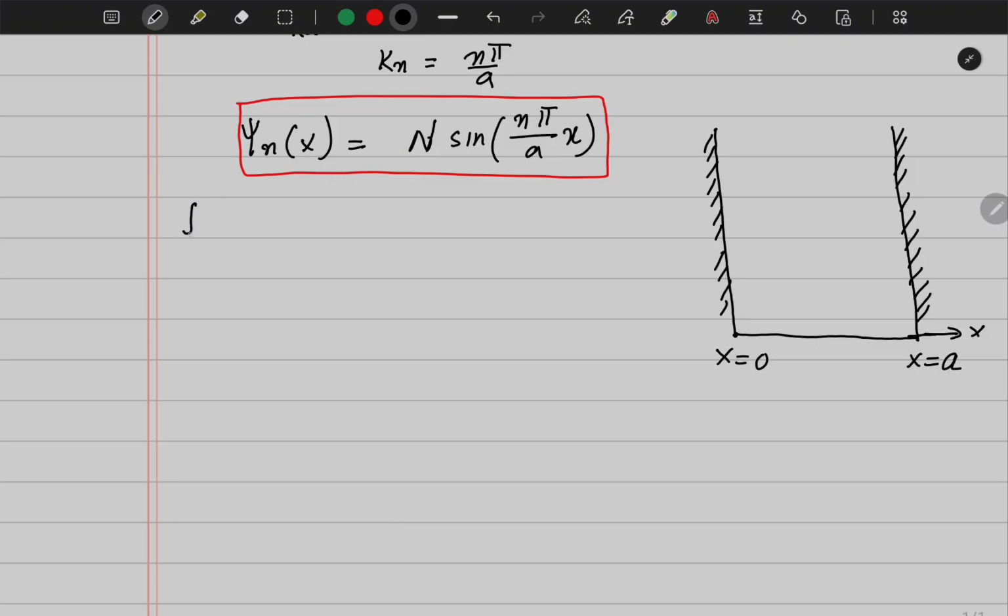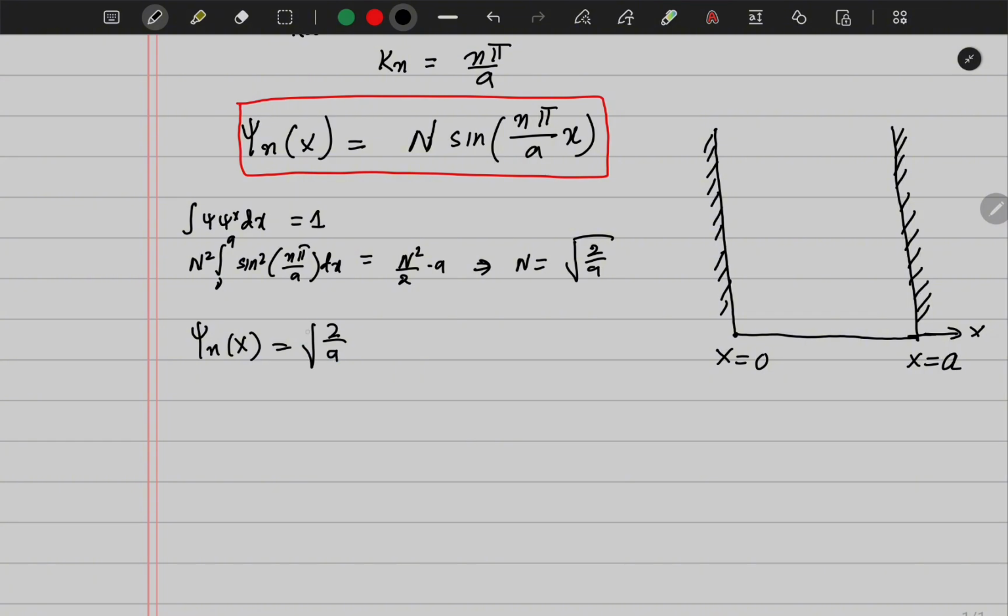Normalization we usually do from the integral of psi times psi star dx equal to 1, since the probability of finding the particle within these limits is 1, the maximum. So if I put everything here, N squared integral from 0 to a, these are the boundaries, of sine squared of n pi by a x dx is equal to N squared by 2 times a, which implies that N is equal to the square root of 2 by a. So psi_n of x is equal to the square root of 2 by a times sine of n pi by a x.